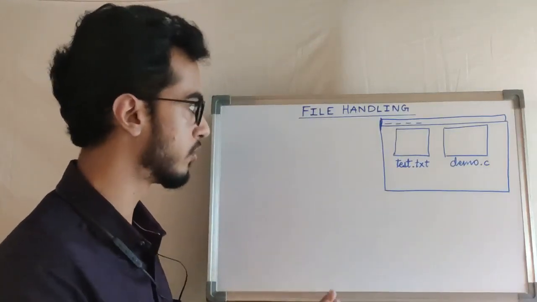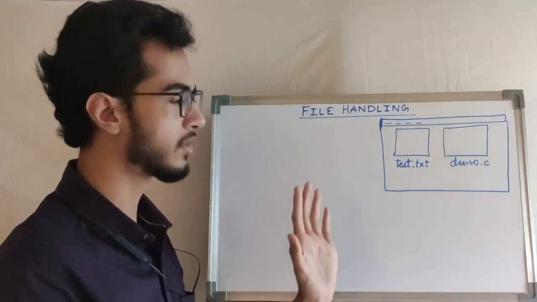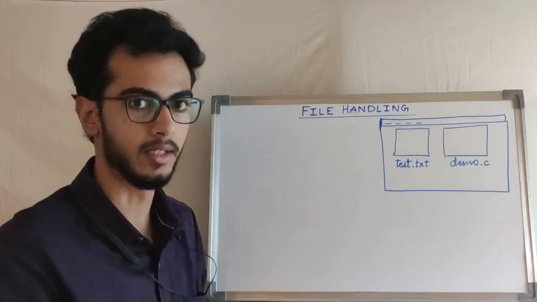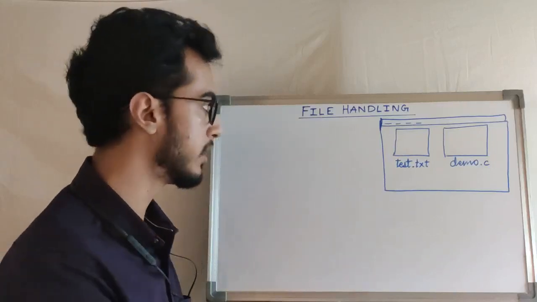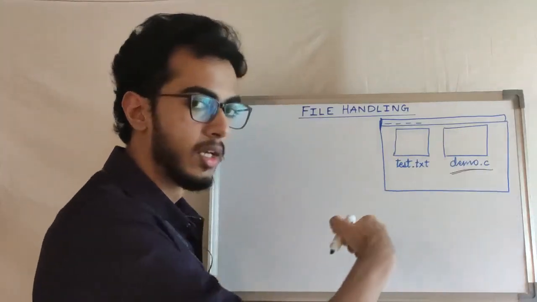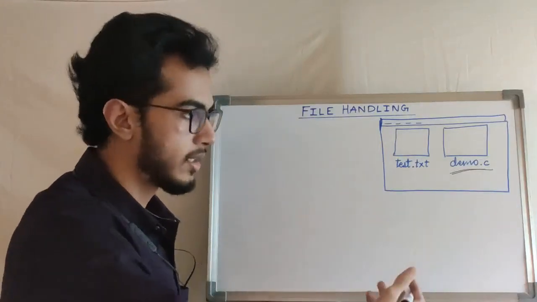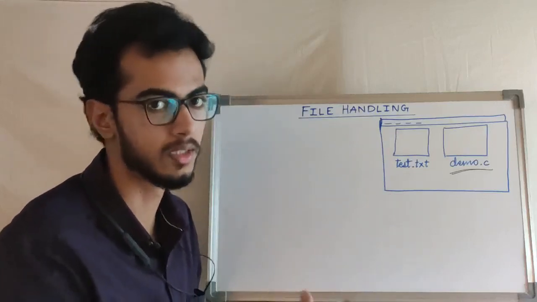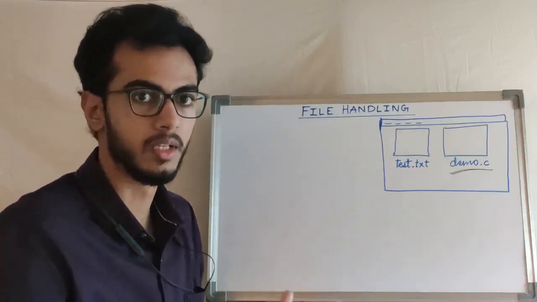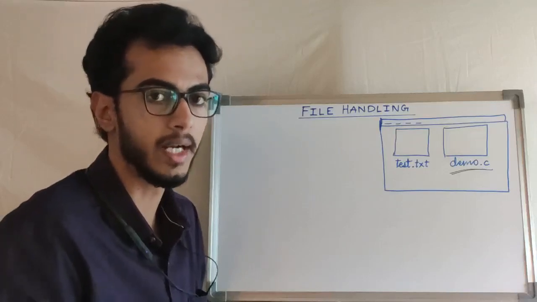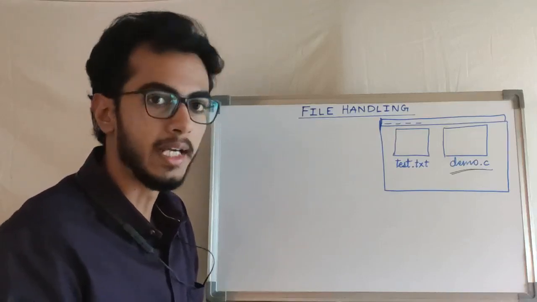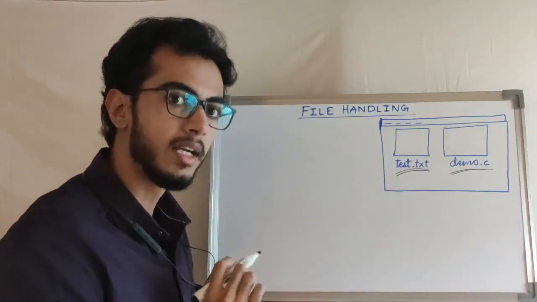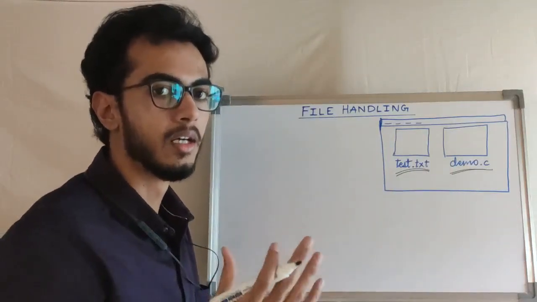Let's say I have a folder with some name. It could be any folder. Assume that I have created a folder with my name. Inside that I will have two files. One file will be demo.c, which is where I am writing my C program, just like you are doing in your labs and practice problems. Apart from that, I will have test.txt, inside which I will have my data.